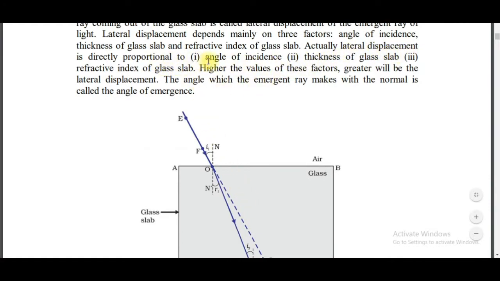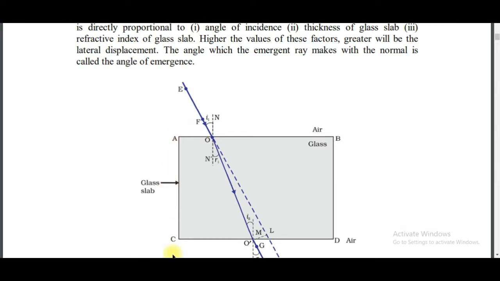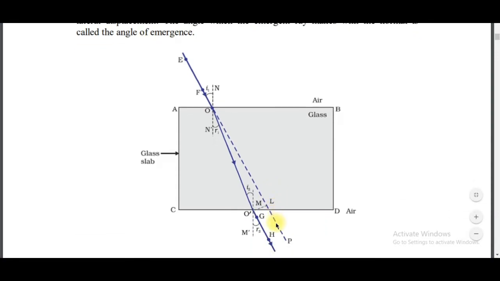Lateral displacement is directly proportional to the angle of incidence i1, the thickness of the glass slab, how thick the slab is, and the refractive index of the glass slab. The higher the values of these, the greater the lateral displacement will be.